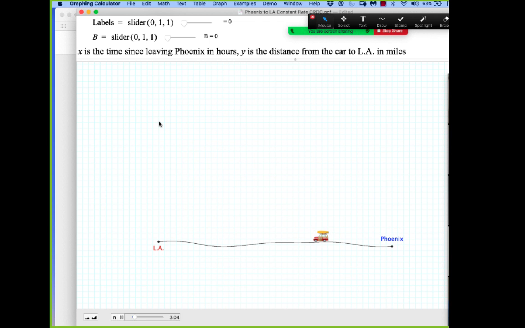Okay, so I made this picture here. And I've defined some variables here. Is that what the assignment specified, or is that what you came up with? I said x is the time since leaving Phoenix in hours, and y was the distance from the car to LA in miles. Is that consistent with what you did in the assignment? Okay, so having those as our variables, when you draw a sketch of this, that's our surfboard, by the way. We're all piled in there. We got our surfboards. We're going to go surfing.